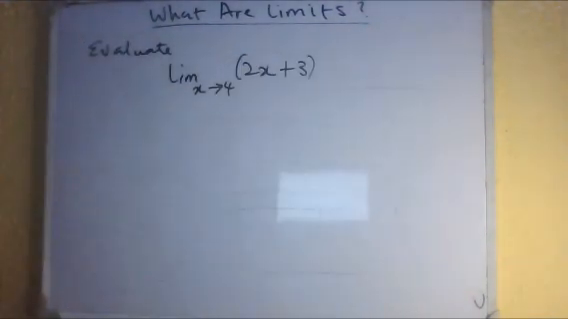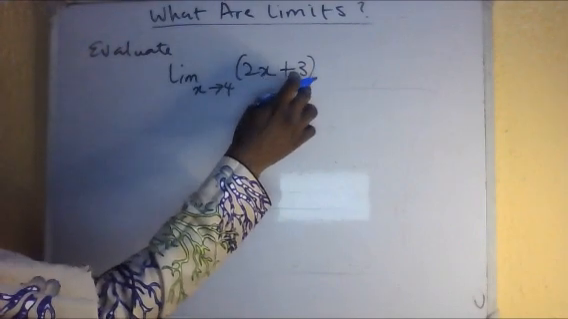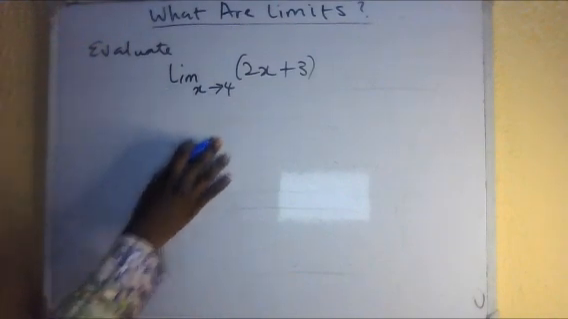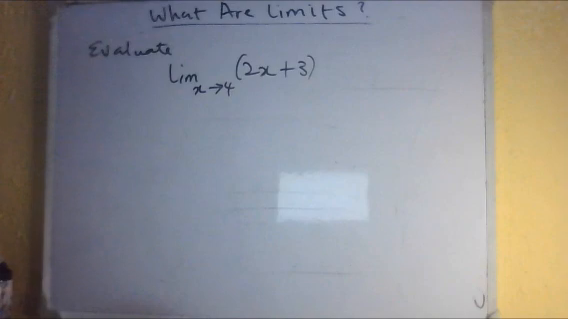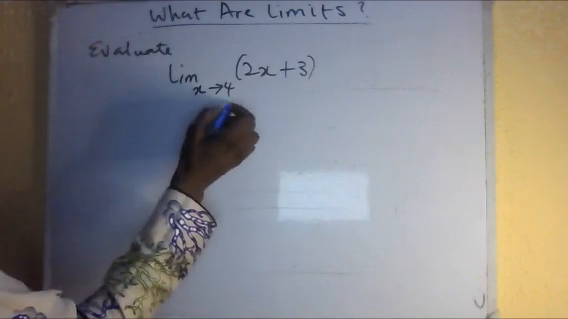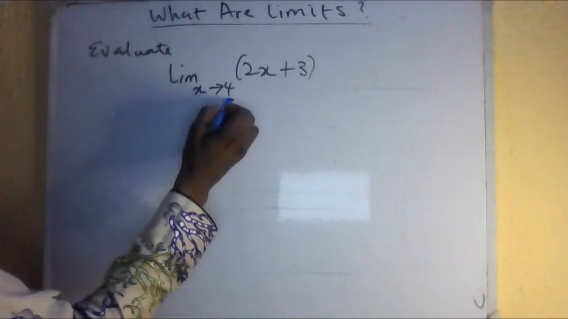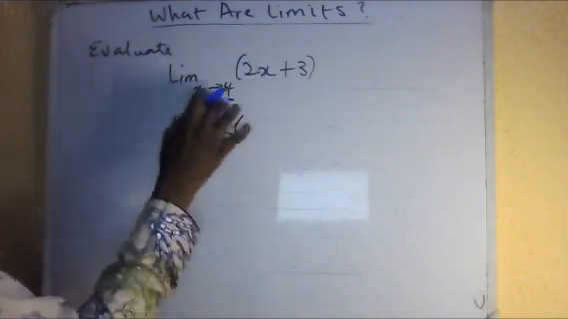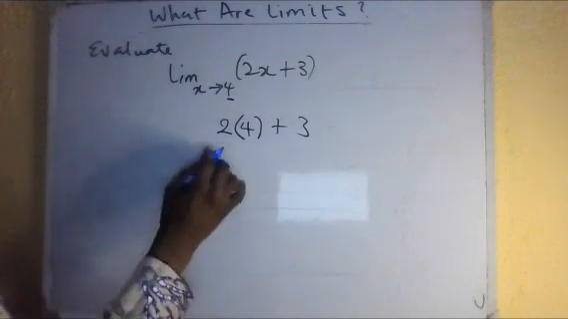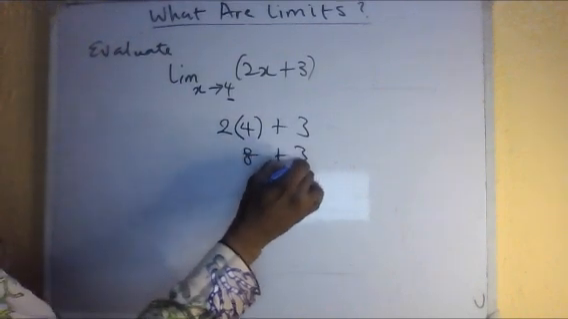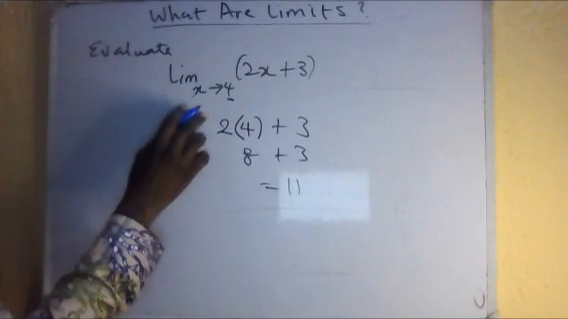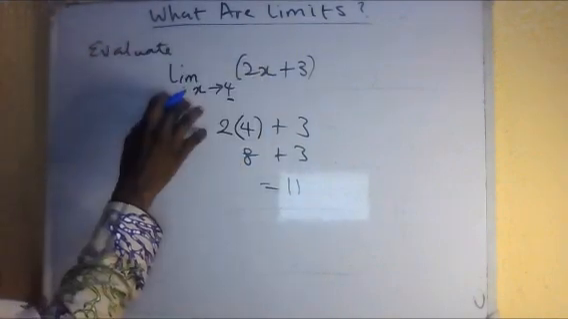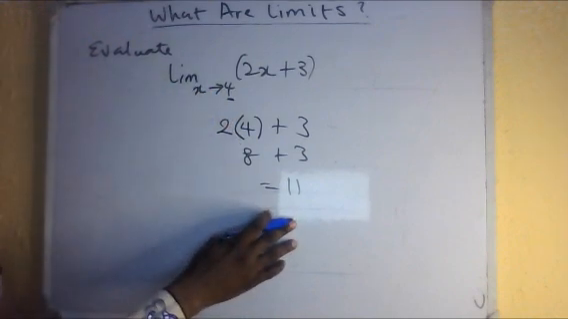So I have on the board a simple question here. It says evaluate the limit of 2x plus 3 as x tends towards 4. So this one is just a direct substitution that we're going to be doing here. Anywhere I see x, let me just put this value 4. So the solution is 2 open brackets, 4, close brackets, plus 3. So 2 times 4 is 8, plus 3 is 11. So the answer of this function as x tends towards 4 is 11.